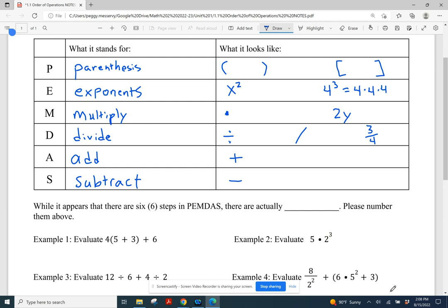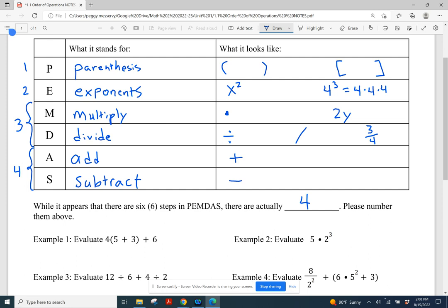In order of operations, we have 6 steps, but we really only have 4, because multiplication and division are on the same level. We're going to lump those together. So multiply and divide go together, and add and subtract go together. As we number the steps, the first step is you do the parentheses, operations inside parentheses. Then you do exponents. Then you do multiply and divide. And then last, you do add and subtract.